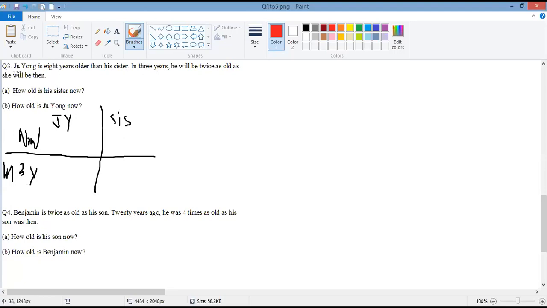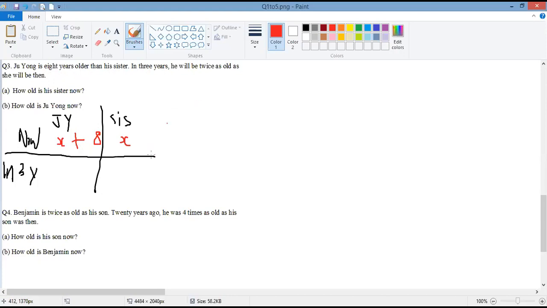So now you look at the question. Juyong is 8 years older than his sister. So I let the age of the sister become X. So Juyong is 8 years older means the age of Juyong will be X plus 8. So always you have to let one thing become X, then the other you just compare according to the question.